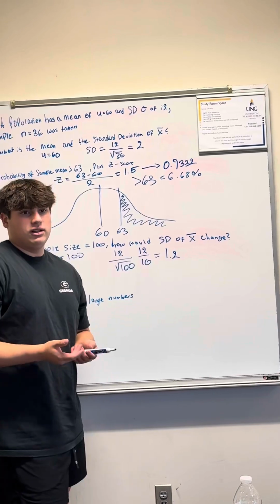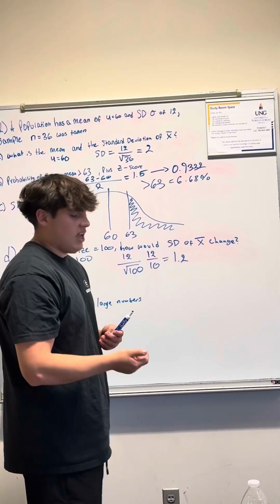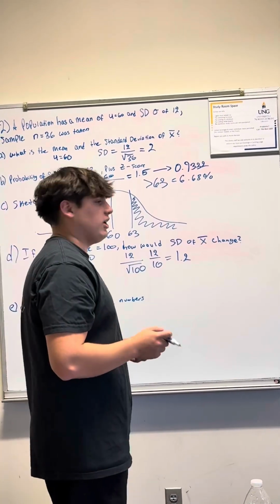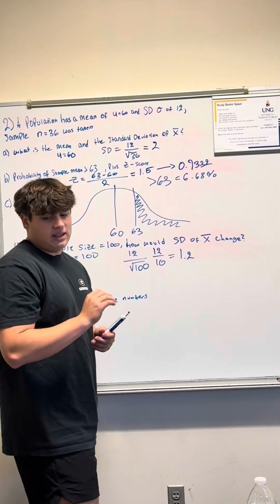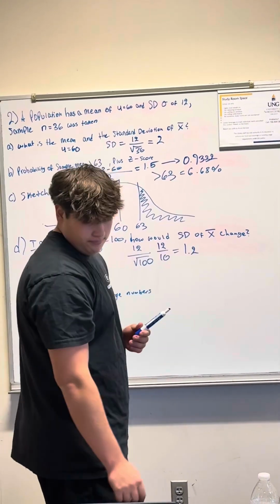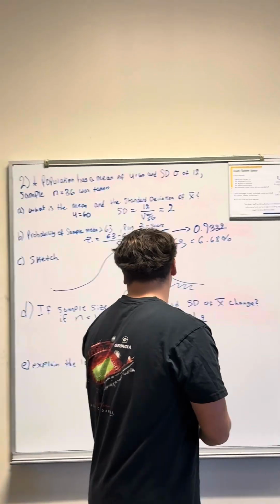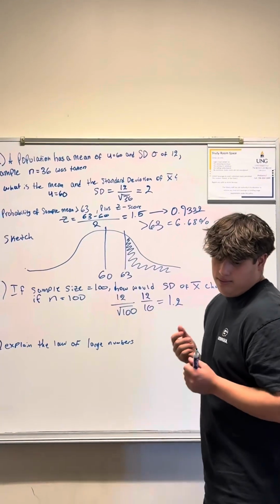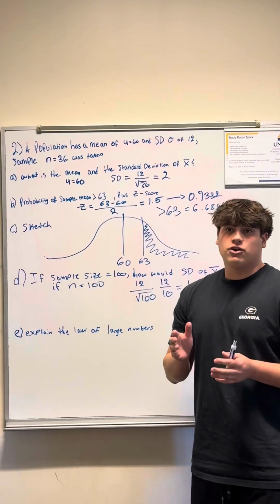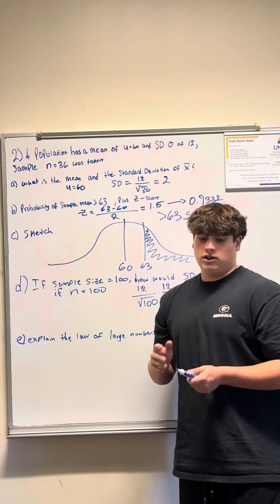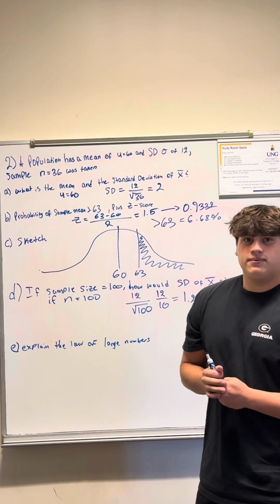So this basically leads us to believe that a smaller standard deviation means sample means are going to be more tightly packed around the population mean. And then for E, we have to explain the law of large numbers: as n increases, the sample mean gets closer to the population mean.